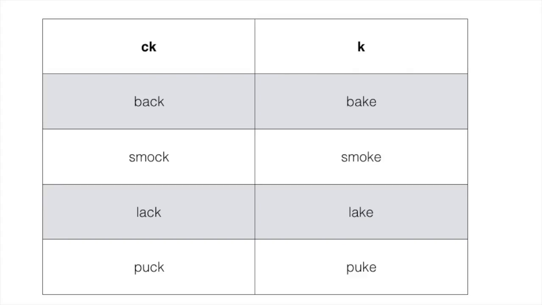If you look at the second row, you have smock versus smoke. So students can finger spell out s, m, a, k. And because the ah is a short vowel, they're going to use the long spelling right after a short vowel. The same holds true for lack and puck, but in the second column, all of those words are spelled with just a K because it needs an E to make the vowel long.